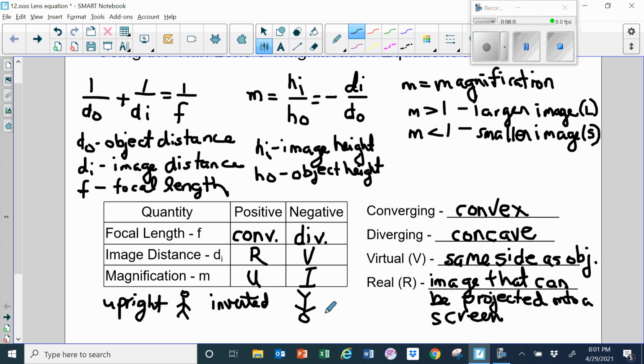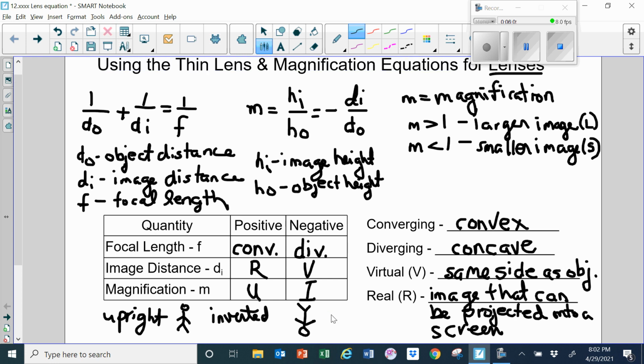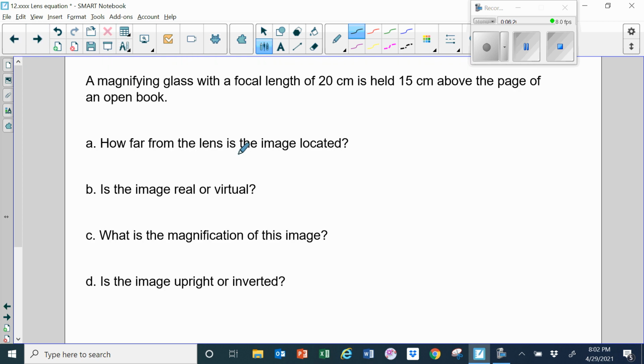So I think I've covered it pretty well. Let's try a problem and see how this works in practice. You can refer back to these notes as you do the problem, or you can print this out if you like, or take a picture of it. So here's the problem. There's a magnifying glass, and this is the kind of magnifying glass that you look through at a book to magnify the text so that you can read it better.